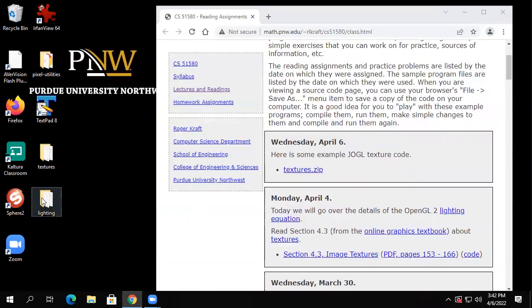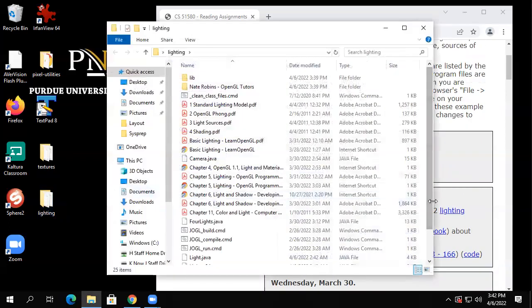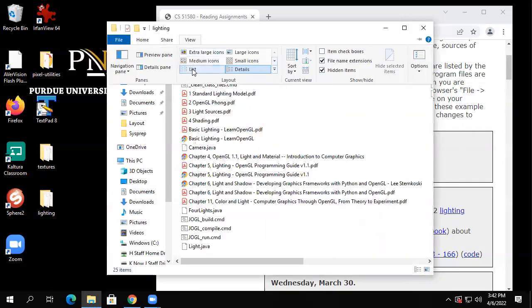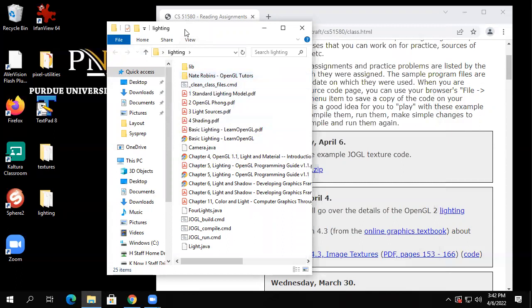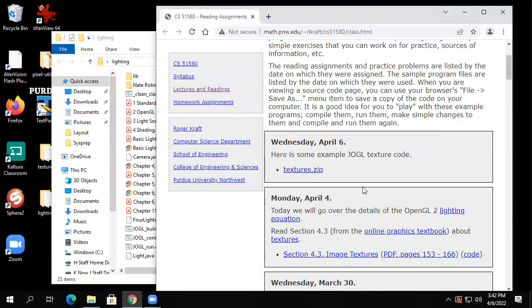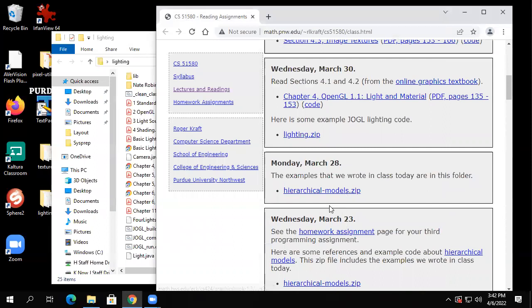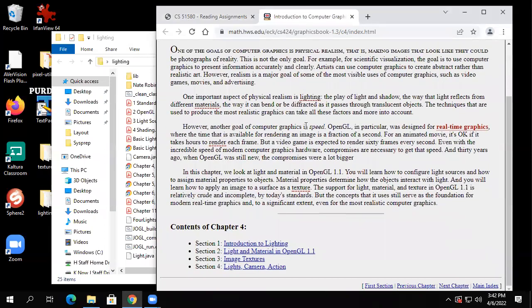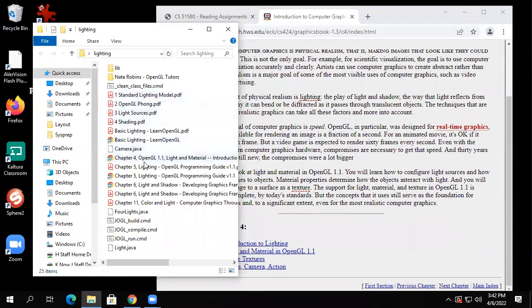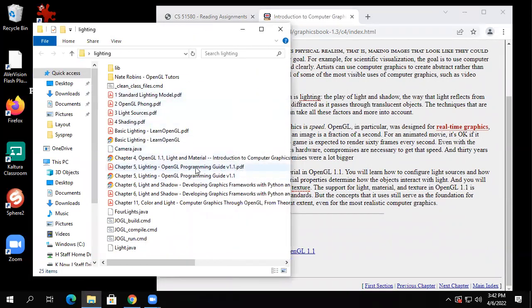Okay, so I've got a couple more examples in here of lighting. There are two places I've been getting examples from. One is this online textbook. And the other is the original OpenGL textbook, the very, very original OpenGL textbook. I put links to it in here. That's this textbook here.